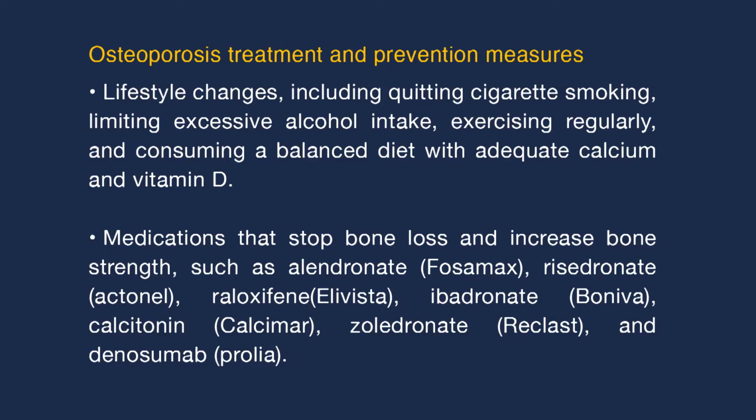Osteoporosis treatment and prevention measures for optimal health of the bone are lifestyle changes including quitting cigarette smoking, limiting excessive alcohol intake, exercising regularly and consuming a balanced diet with adequate calcium and vitamin D.